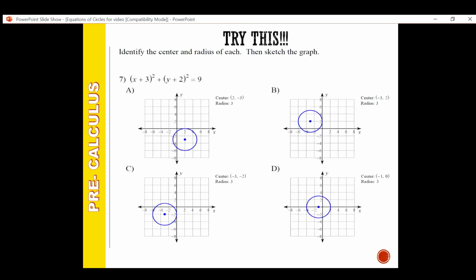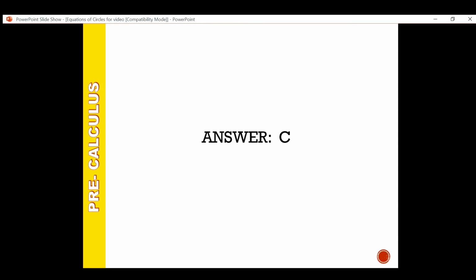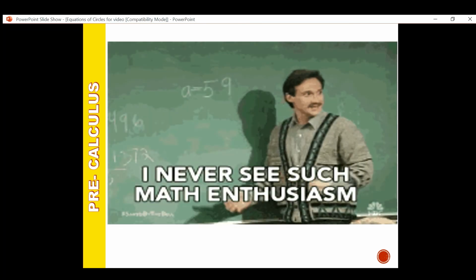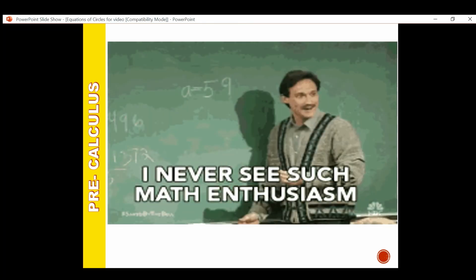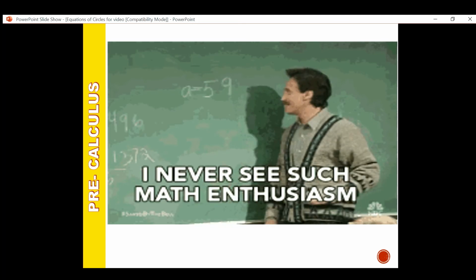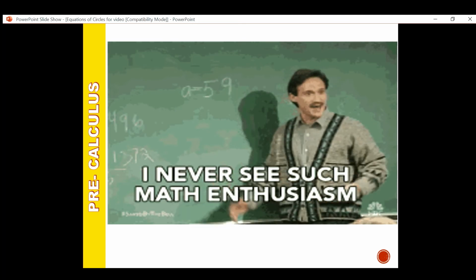Next, what is the center and the radius of the circle? And sketch the graph. Ayan, so, pause nyo yung video, class. Then later, I will reveal the answer. Okay? The answer is letter C. Okay, so, palakpak, palakpak, ang galing, class. So, naka-perfect ba kayo sa practice natin?